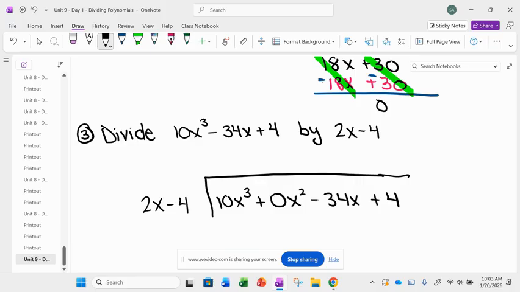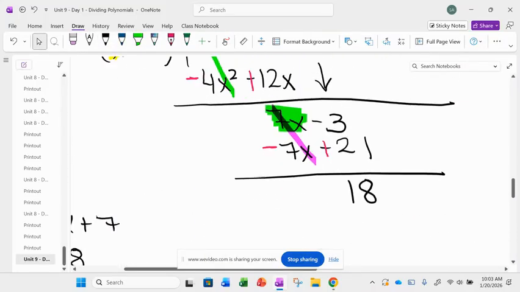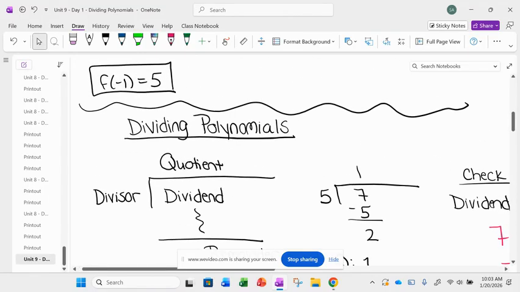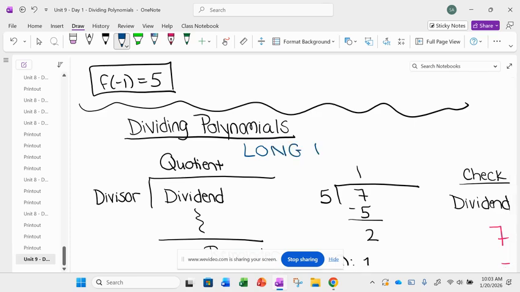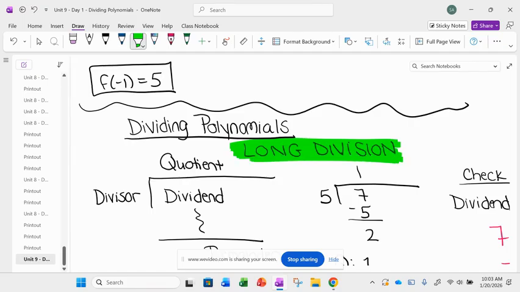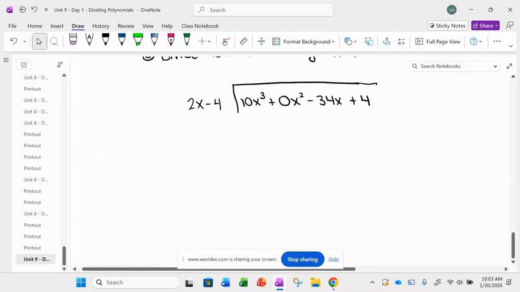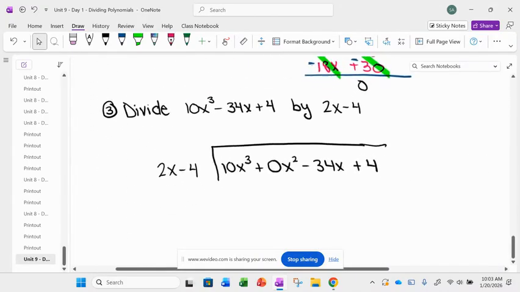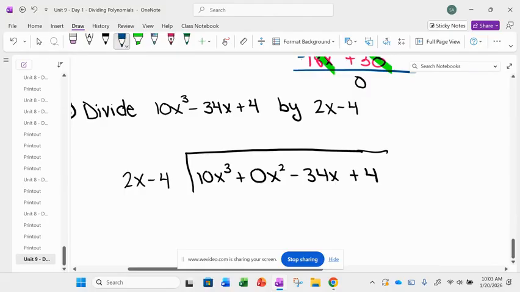What kind of division is this called? No, not synthetic. What kind of long division? This is long division. This is called long division. So maybe we should write that at the very top so we know. So first thing we did was this is long division. Okay, so now let's go back. And now we're going to divide.